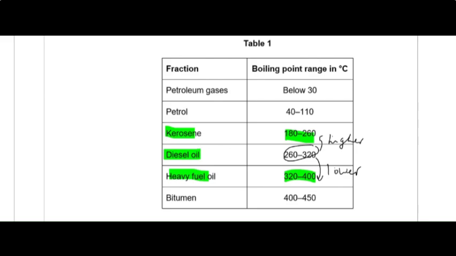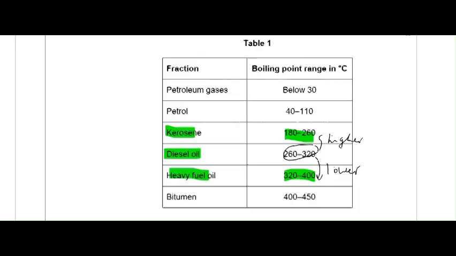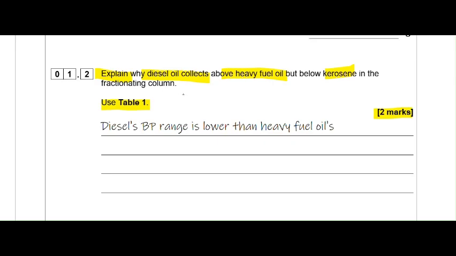So let's go back to the answer space. Diesel's boiling point range is lower than the heavy fuel oil's, and that's for 1 mark. Now, because it's an explain question, we need that connecting word. So we've put, but diesel oil has a higher boiling point range than kerosene. That's the second mark, 2 marks. Back of the net.